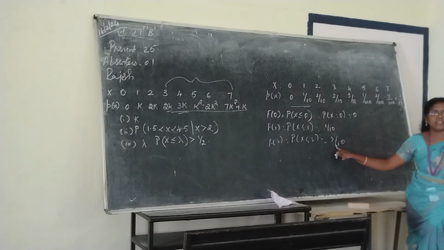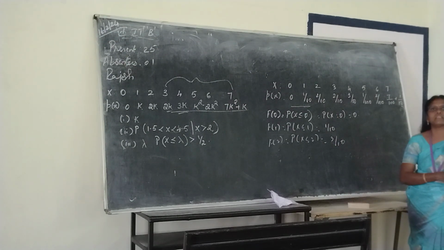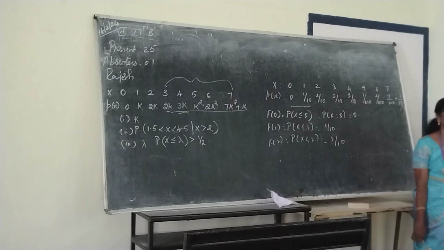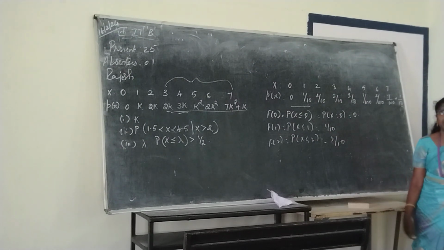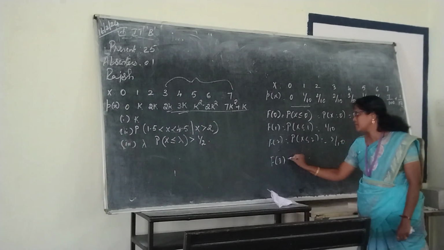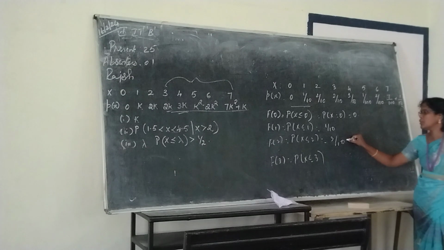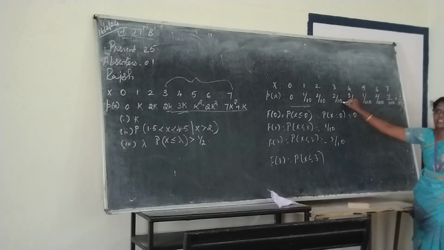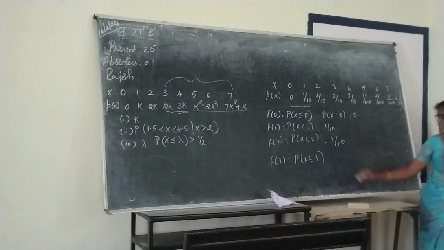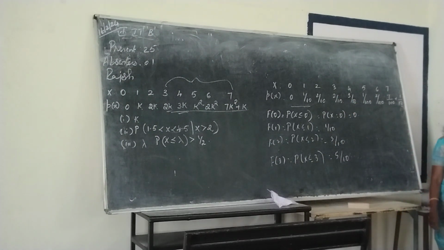When it is to be greater than 0.5, having calculated again, what is 3 by 10? 0.3. Is it greater than 0.5? No. Go for the next one. F of 3. Probability of X less than or equal to 3. So with 3 by 10, what we have to add? X equal to 3. So 3 by 10 plus 2 by 10 will give you 5 by 10. Is that greater than 0.5?